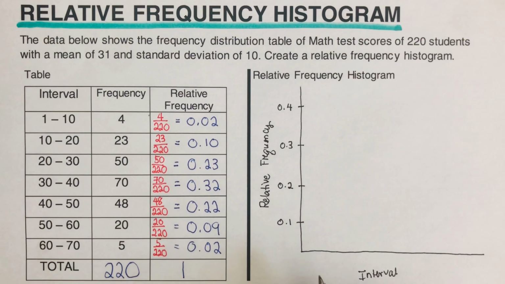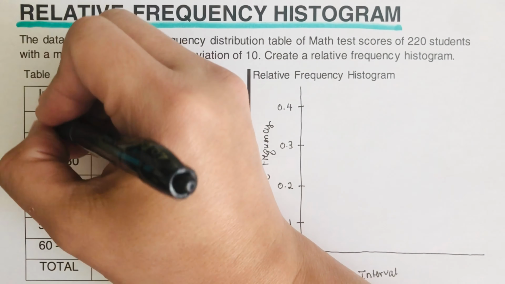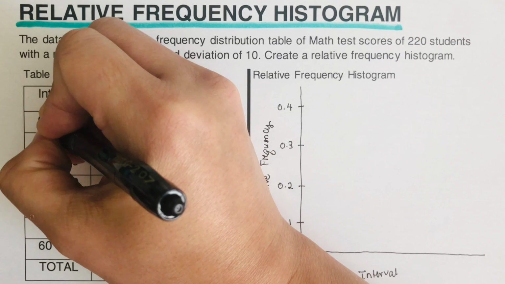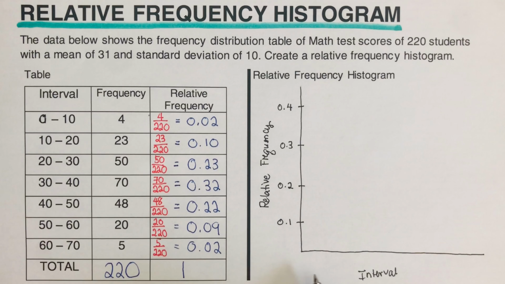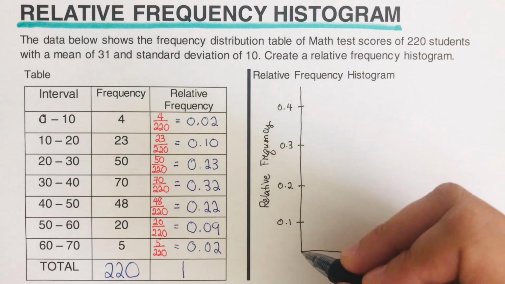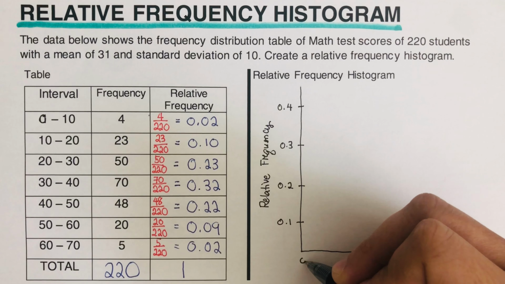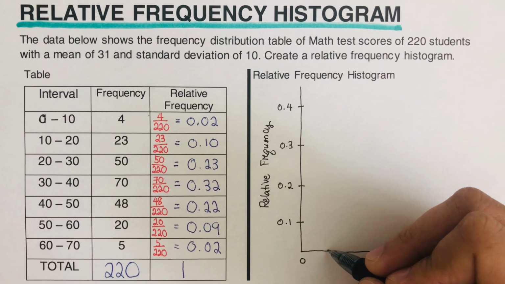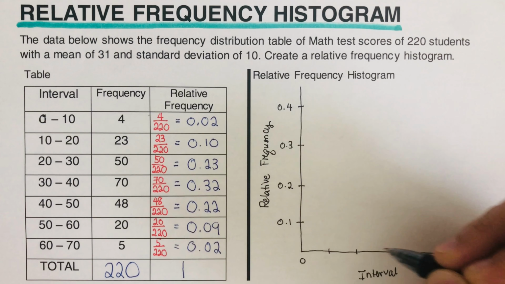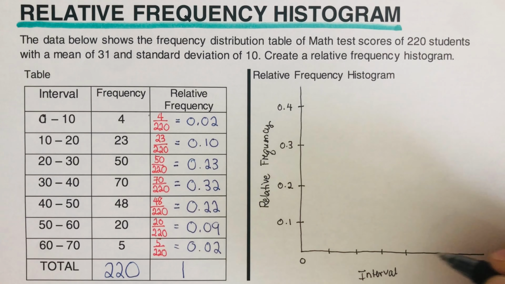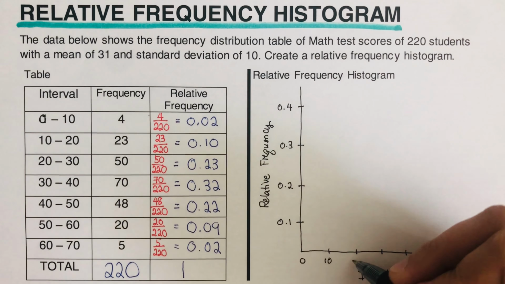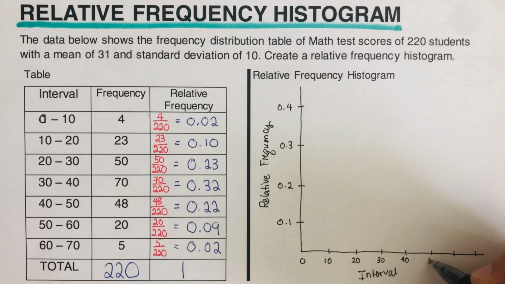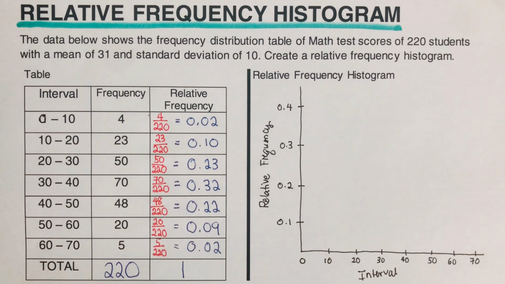Okay, for the interval that we have here, the interval starts from, this is supposed to be 0. So it starts from 0 all the way to 70. So I can go ahead and say this is 0 right here. And so this would be 10, 20, 30, 40, 50, 60, and 70. So I've set up the histogram.